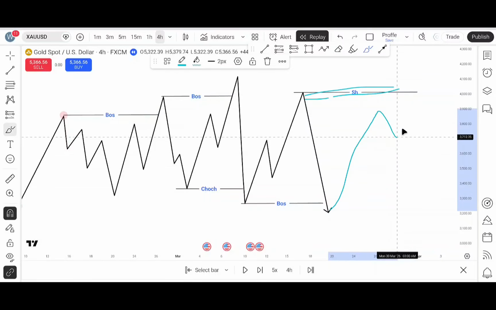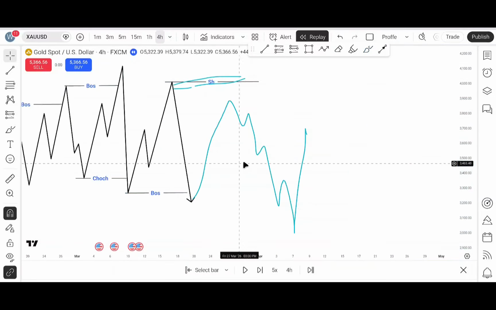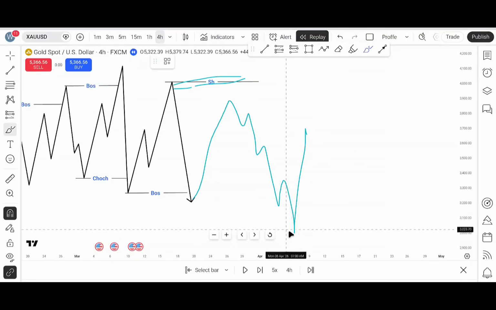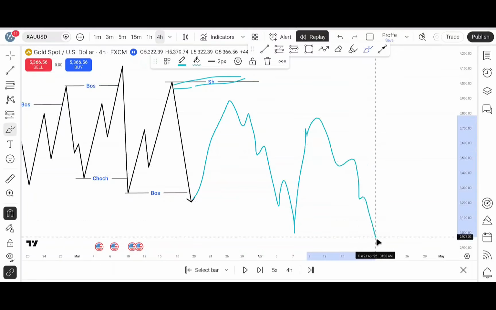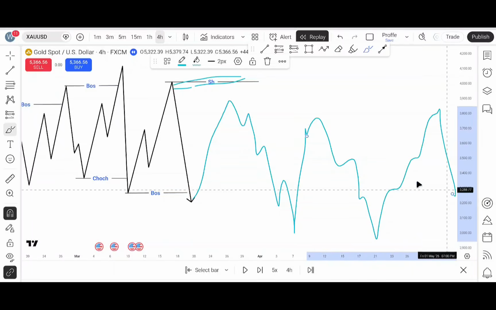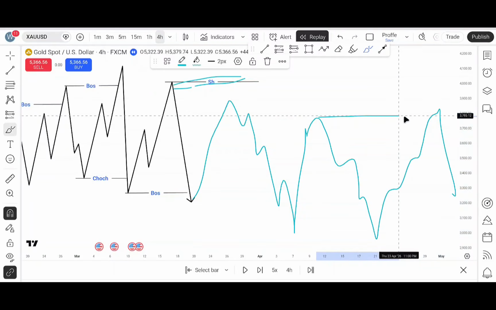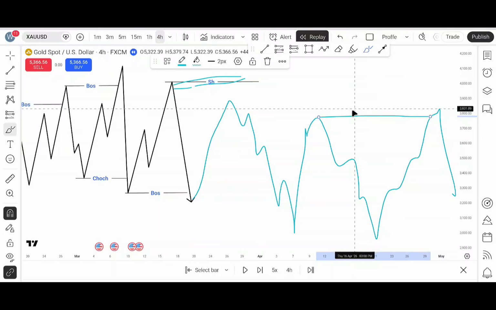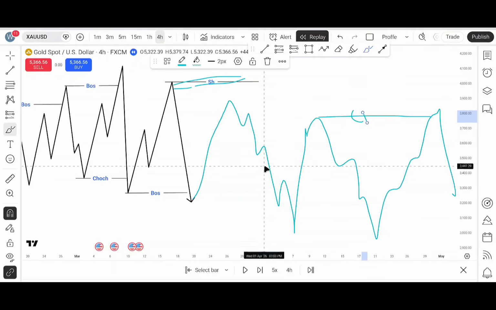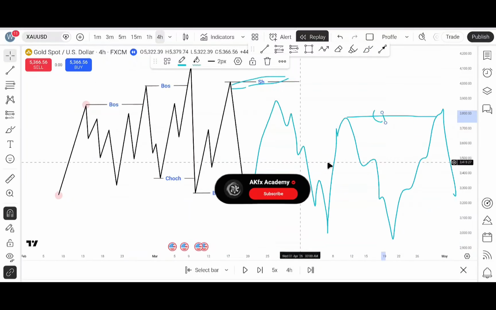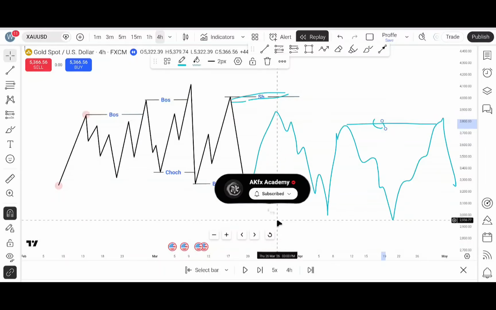A pullback, a continuation, a pullback, a continuation, just like that. Another pullback again, another continuation, another pullback, until the market is ready to change character again. Then it changes. This becomes our change of character. So it's just the same thing, just like that. We are going to go down to the multi-time frame market structure, so I will explain how that works.